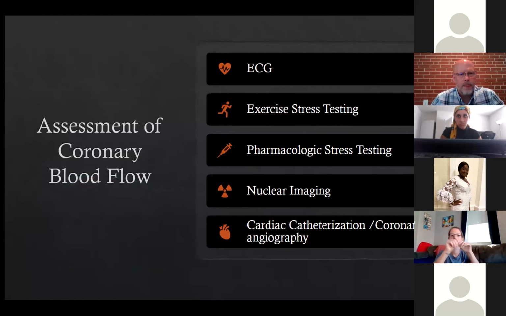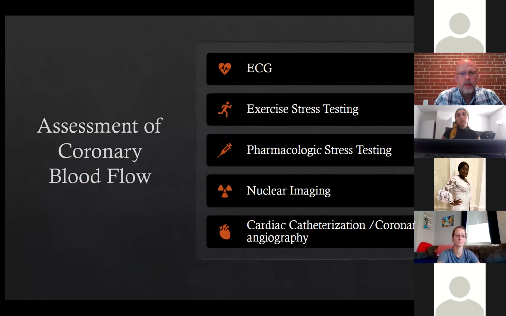Assessment of blood flow. You probably have all heard of an EKG or an ECG. If there is a disruption of blood flow, that will show up in the conduction of the heart. We can do exercise stress testing. Has anybody heard of these before? So what do we do in a stress test? What's that require our patient to do?